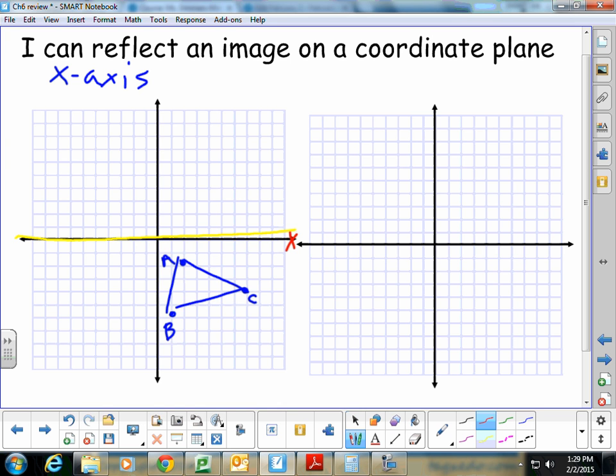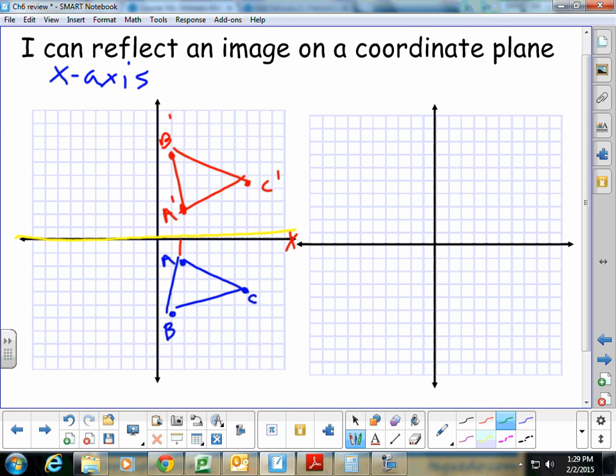So, looks like A is 2 away, so it's going to be 2 away here, and I label it A prime. B is 1, 2, 3, 4, 5, 6 down, a little different. Go by yours if you have it for your test. C is 4, so we're going to go 4 up. Label it C prime. And we should have a reflected figure over the x-axis. Mine looks a little stretched out.